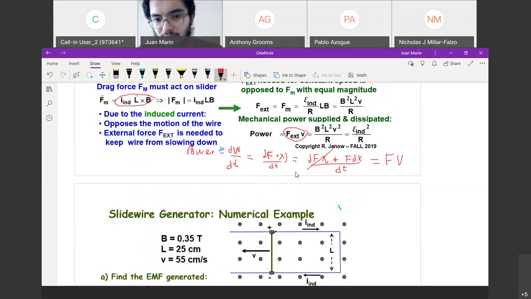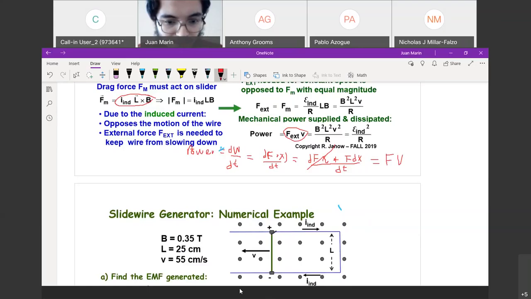Right. Yeah, this minus sign is the Lenz law. So let me show you something, because I think it might not have been clear in the previous lecture. I'm going to show you. I'm not sure if I showed you the simulation. I didn't show you, right?